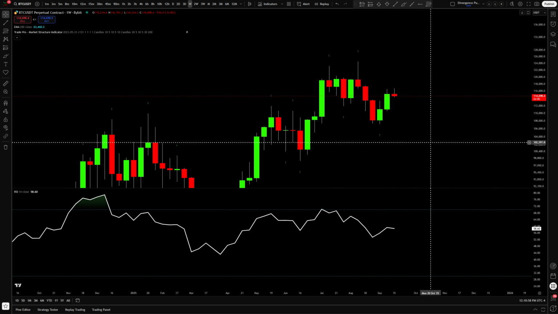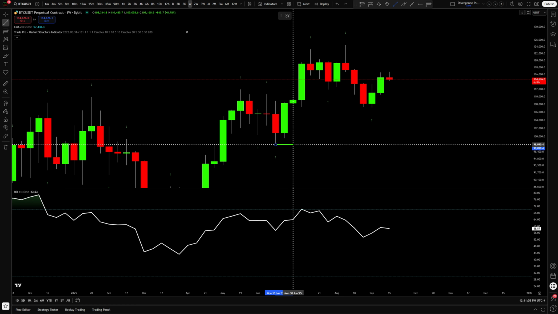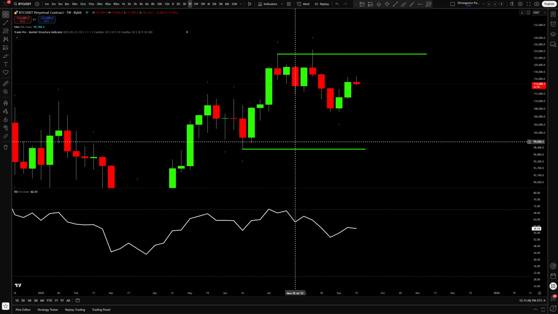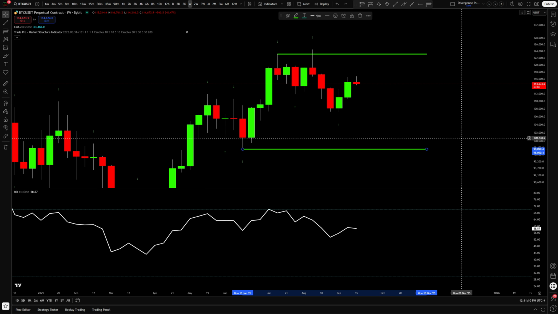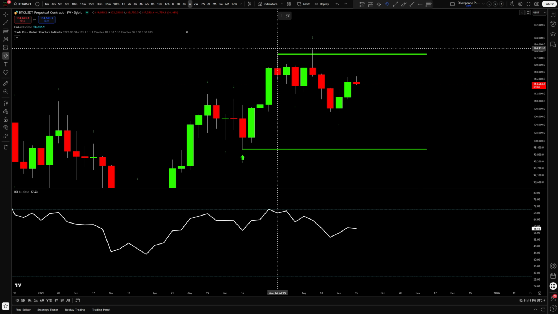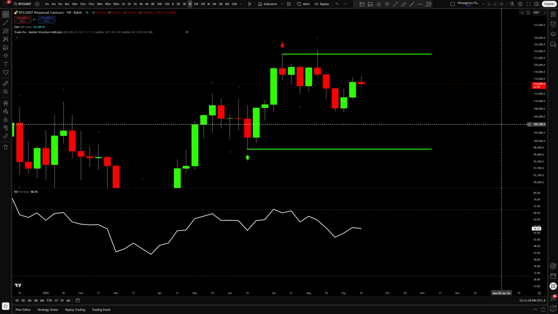Okay, so market structure, very important as well. Here is the current market structure. We have bullish market structure on the weekly time frame. And this is the structure that we're currently trading at. This is the weekly structure low to hold. So this one down here, and then weekly structure high to break on close. So we're just trading in this range right now.